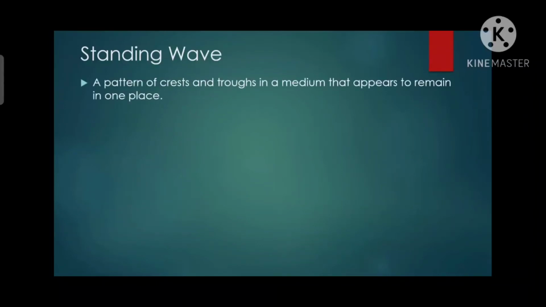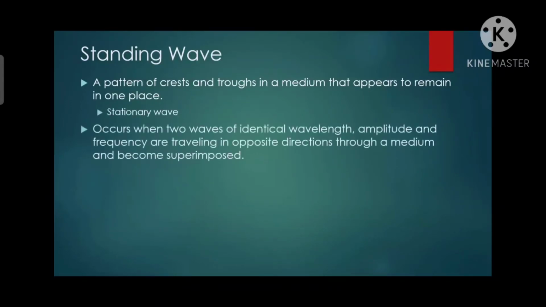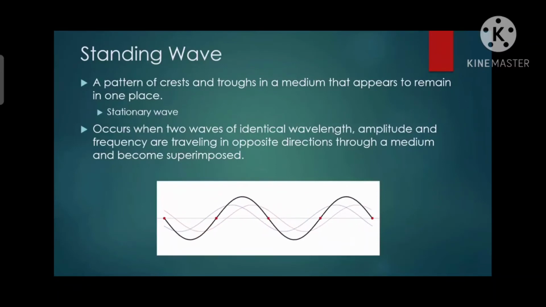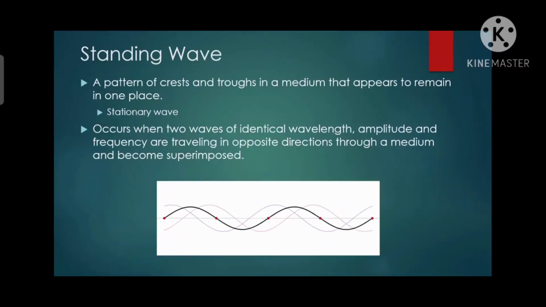There are a couple of phenomena I want to introduce that can happen when two waves interfere with each other. The first is called the standing wave. This is a pattern of crests and troughs in a medium that appears to remain in one place. This is sometimes described as a stationary wave, and this occurs when two waves of identical wavelength, amplitude, and frequency are traveling in opposite directions through a medium and have become superimposed.